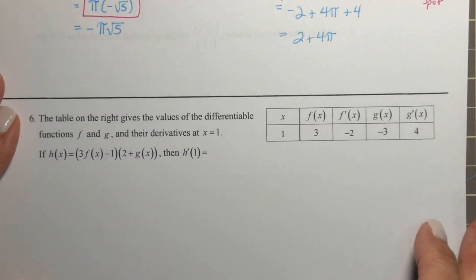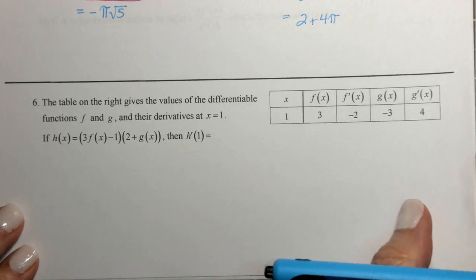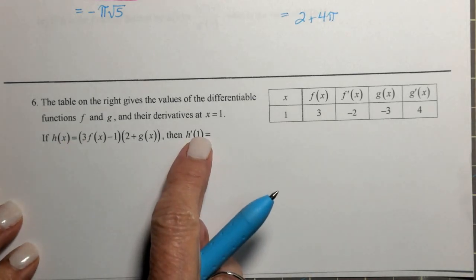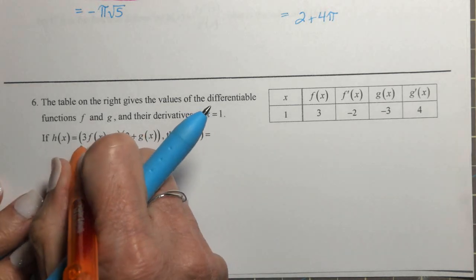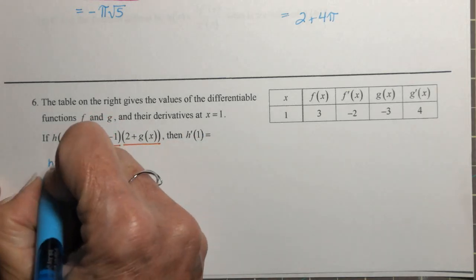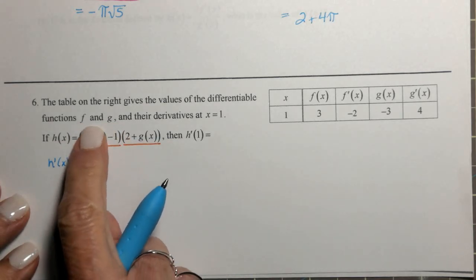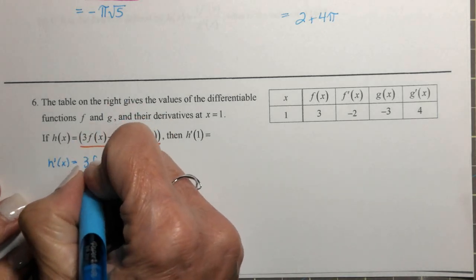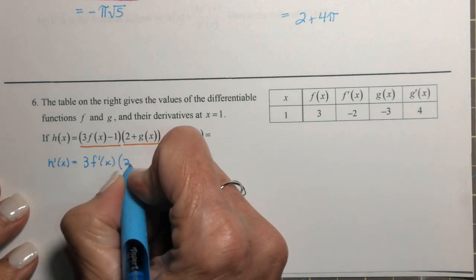Alright, next problem. The table on the right gives values of the differentiable functions f and g and their derivatives at x equals 1. Find h prime of 1. We're given h. I see here a product of 2 functions. So I need to use the product rule. I start with the first function and take its derivative. The derivative of this first function is 3f prime of x. I multiply by the second function left alone.